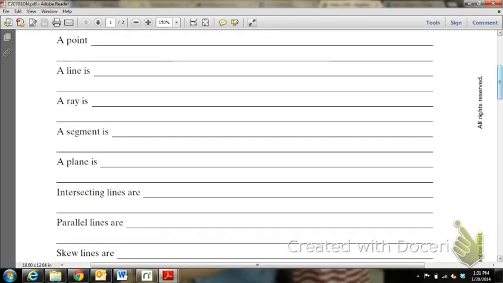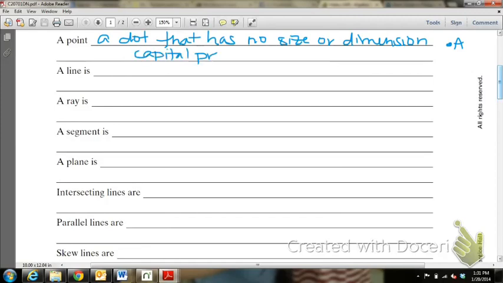So, start at the top. A point is a dot that has no size or dimension. I mean, we have to draw it as having a little bit of size so you can see it, but you have to understand that it's not something you can measure. Okay, so you draw a dot and you call it point A. You use a capital letter. A capital print letter to name a point.